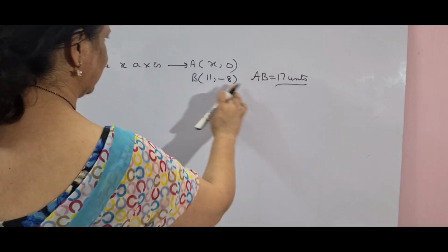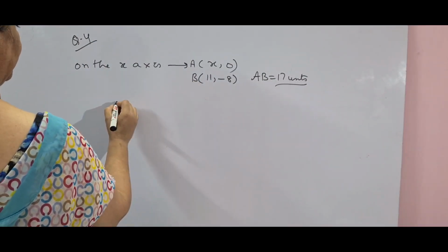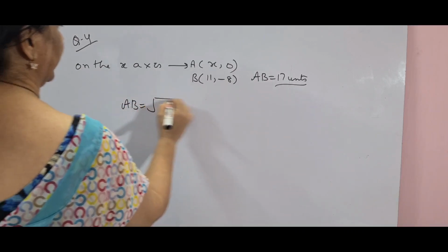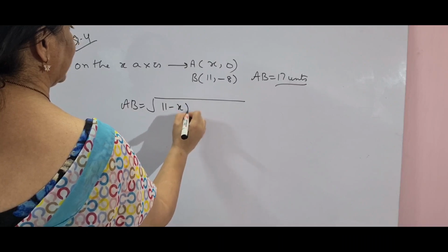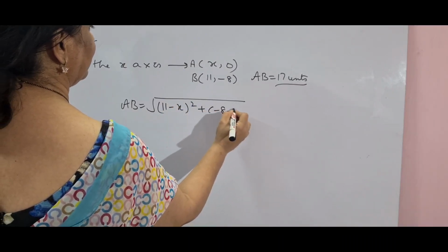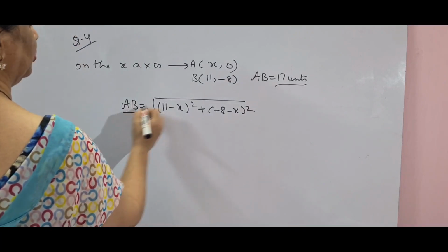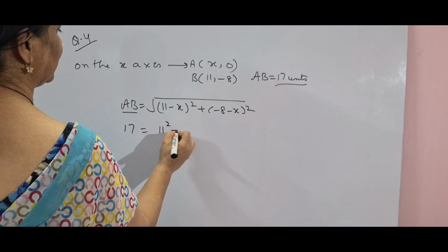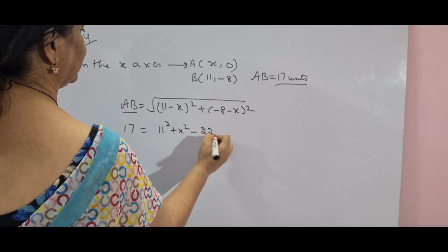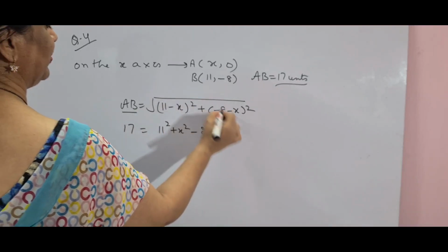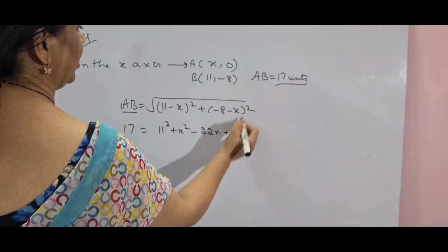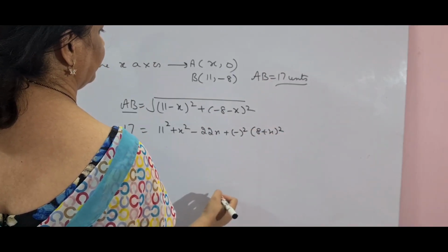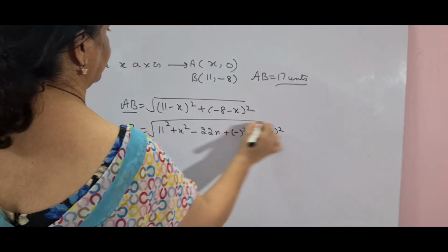So (11, minus 8) is my second coordinate point. The distance between the two points, AB, is equal to the square root of (11 minus x) whole square plus (minus 8 minus 0) whole square. Then you know what to do. In place of AB you put 17. 11 square, (a minus b) whole square is a square plus b square minus 2ab, so 11 square plus x square minus 22x. Similarly, for the next one, minus 8 square, which is 64.